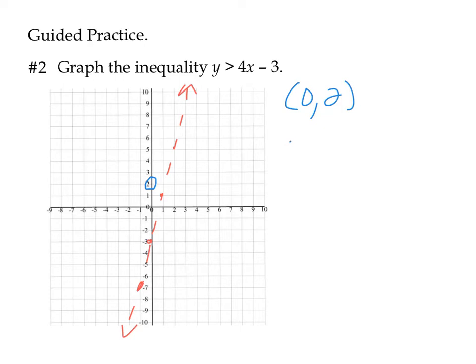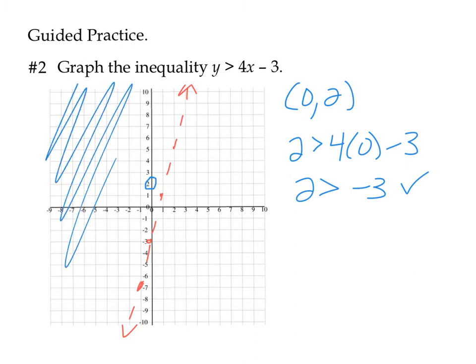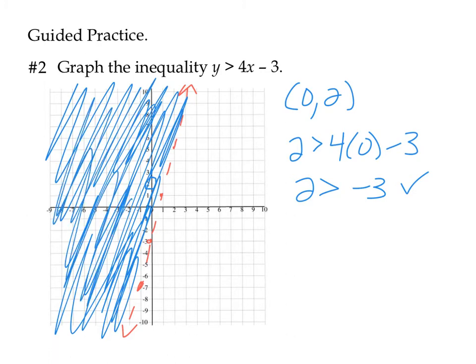That means I'm going to put a 2 in for y greater than 4 times 0 minus 3. So that's 2 is greater than 0 minus 3, which is -3. That's a true statement. So that means we want to shade the side of the line that contains the point we tested. We want to shade where this point is and everything on this side of the line. Okay? And so we can do some shading there and go right up to the line, but don't cross it. That would be our solution.